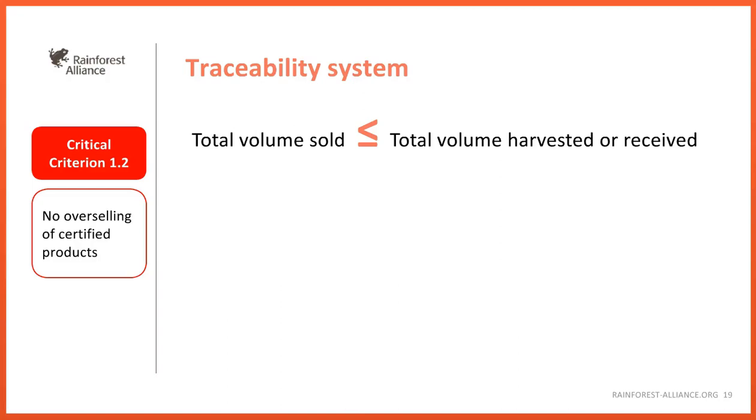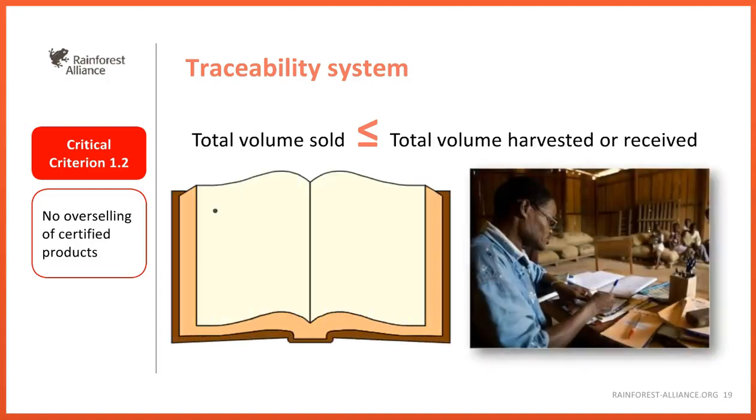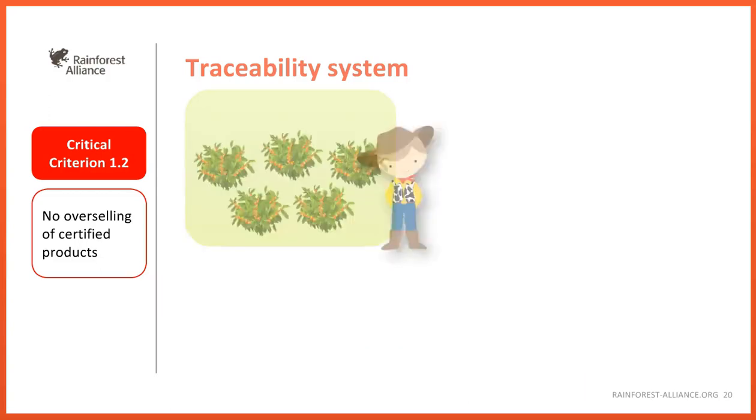You need to keep records that include volume of products sold as certified, volume of harvested products, and volume of purchased products. Keeping good records is very important to ensure that non-certified product is never sold as certified. If you are a group administrator managing various producers, you need to establish a mechanism to calculate a credible yield estimate for each group member.